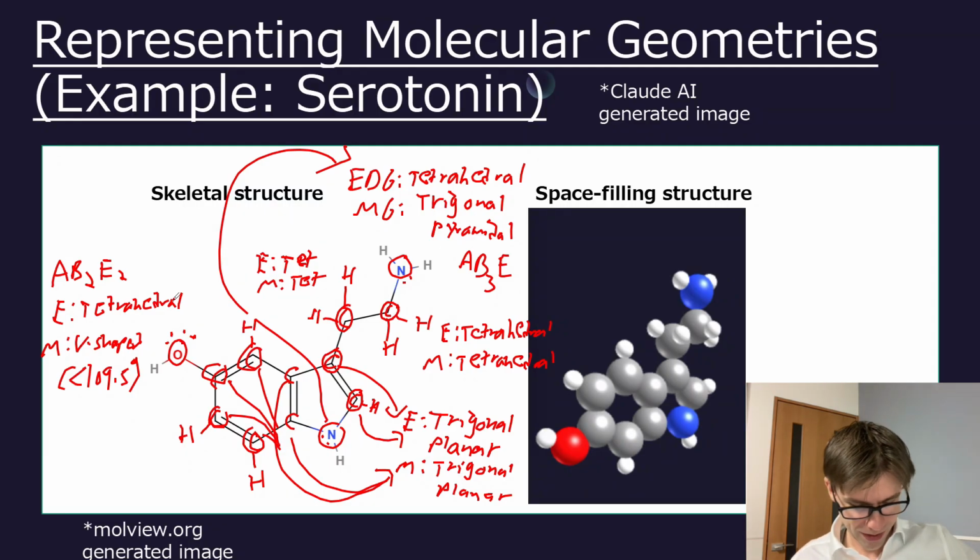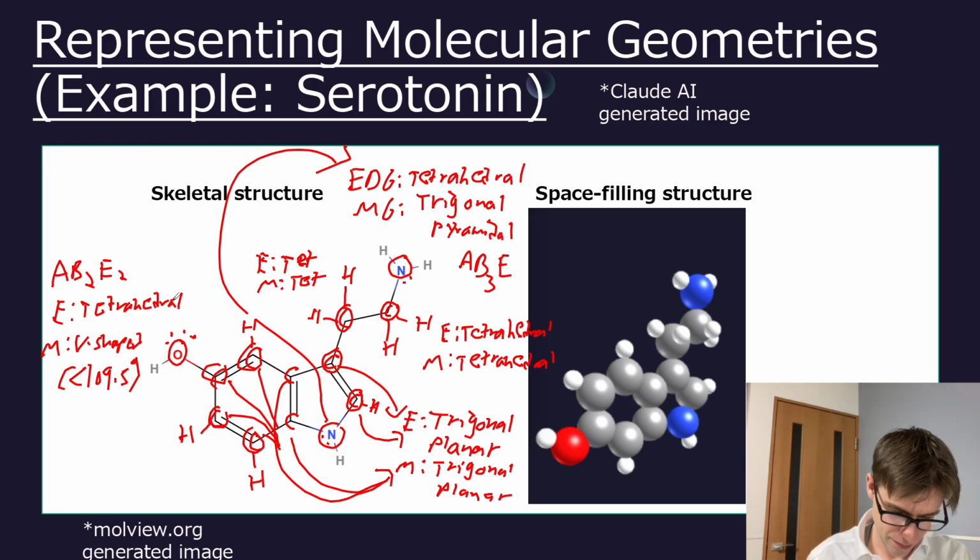Alright, that's basically everything labeled in this. Sorry it got quite messy, but you can do this practice yourself. Just go find a skeletal structure. There's millions out there. Try to label what each atom is in terms of its electron domain geometry and its molecular geometry. You can ask me in the comments or ask ChatGPT or your teacher or someone to confirm.